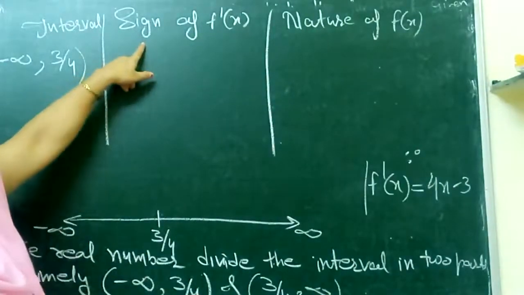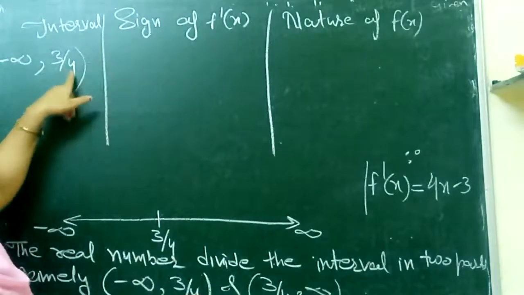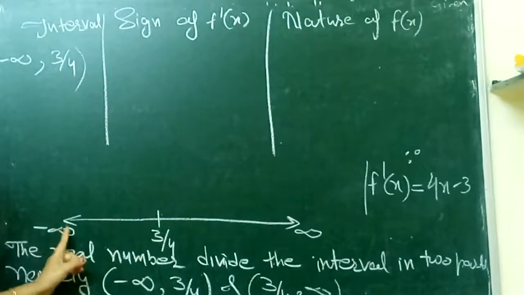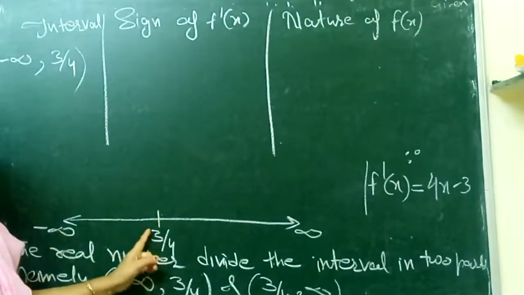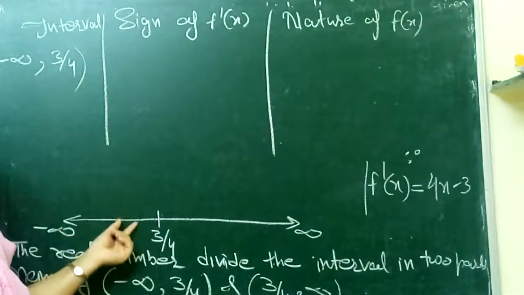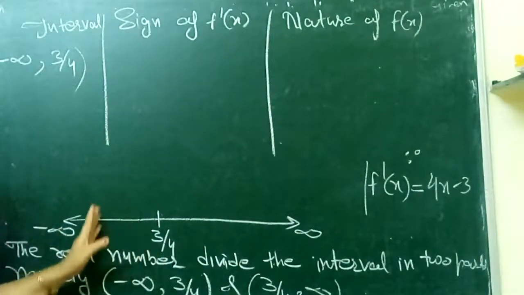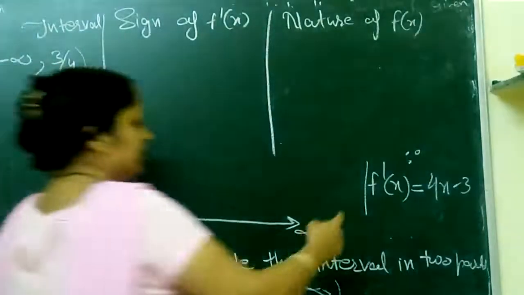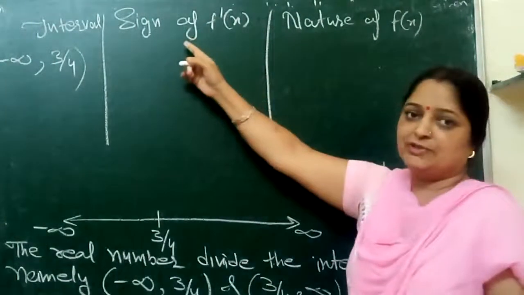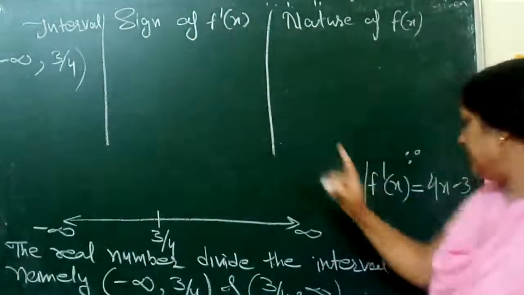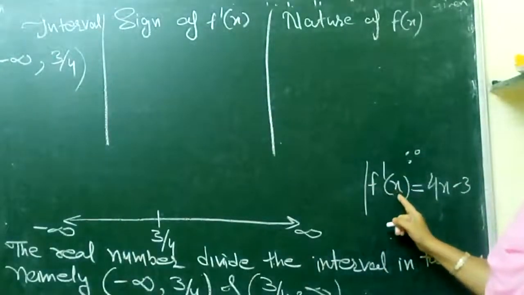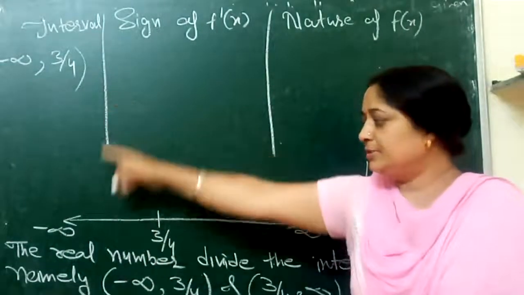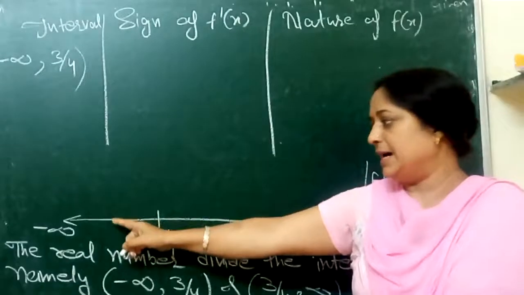Now we will check here the value of f dash x. So we are taking here a value between minus infinity and 3 by 4. So we can take here minus 1, minus 2, so many values you can take here. So we are taking here minus 1, because we are finding the sign of f dash x in the interval minus infinity to 3 by 4.